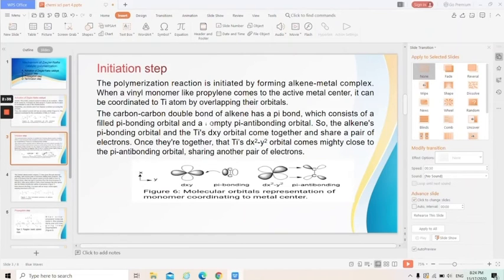The carbon-carbon double bond of the alkene has a pi bond, which consists of a filled pi bonding orbital and an empty pi anti-bonding orbital. So the alkene pi bonding orbital and the titanium dxy orbital come together and share a pair of electrons. Once they are together, the titanium dx2-y2 orbital comes very close to the pi anti-bonding orbital, sharing another pair of electrons. Figure 6 shows the molecular orbital representation of the monomer coordinating to the metal center.